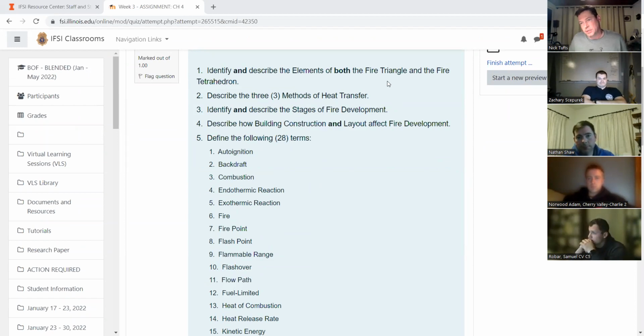All tetrahedron means is four sides. It means four-sided geometric shape, okay? Triangle, we all know what that is. That's three sides. So basically, we're describing fire theory in two different methods. One is a three-component method. The other is a four-component method. The fire triangle, the necessary legs to maintain combustion is oxygen, heat, and fuel. Three legs: oxygen, heat, and fuel, okay?